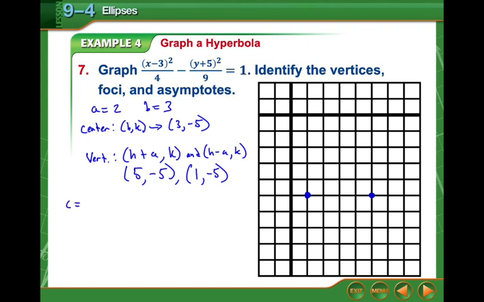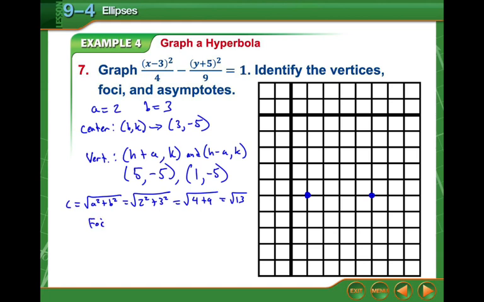So c is equal to the square root of a squared plus b squared. So the square root of 2 squared plus 3 squared, or the square root of 4 plus 9, or just the square root of 13. It's kind of ugly for these ones.